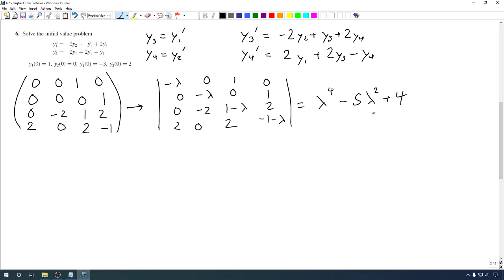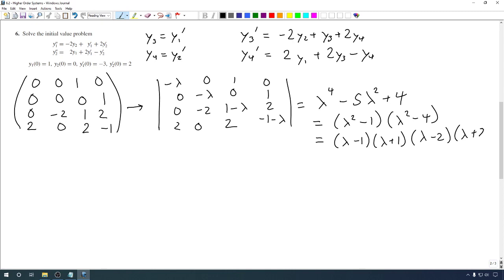So, kind of a nice actual result here because we don't have any cubes or linear terms. And this also means that we can treat this as a quadratic in lambda squared, which actually means that we can factor this thing. We get lambda squared minus 1 times lambda squared minus 4. And then these are both factorable. So you have lambda minus 1 times lambda plus 1, and lambda minus 2 times lambda plus 2. So, a lot of work, but it's possible.